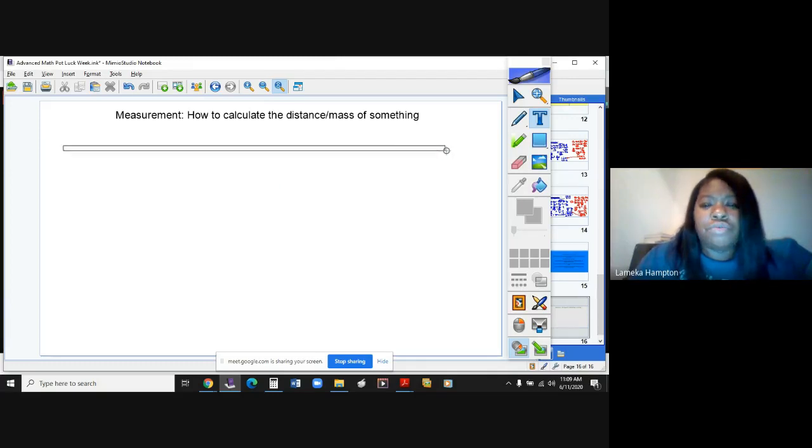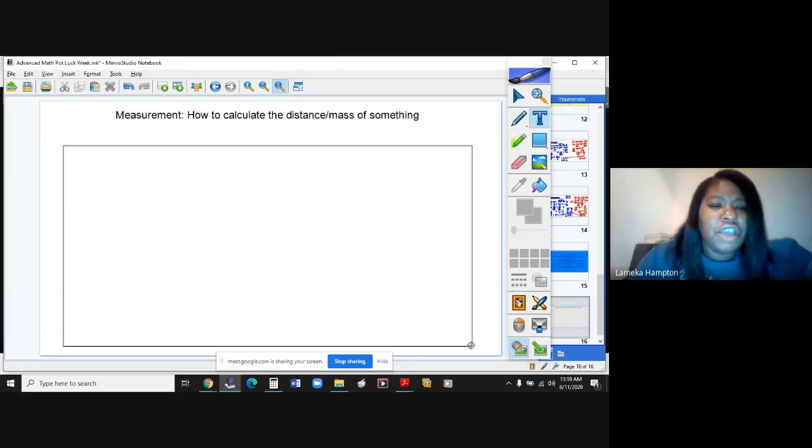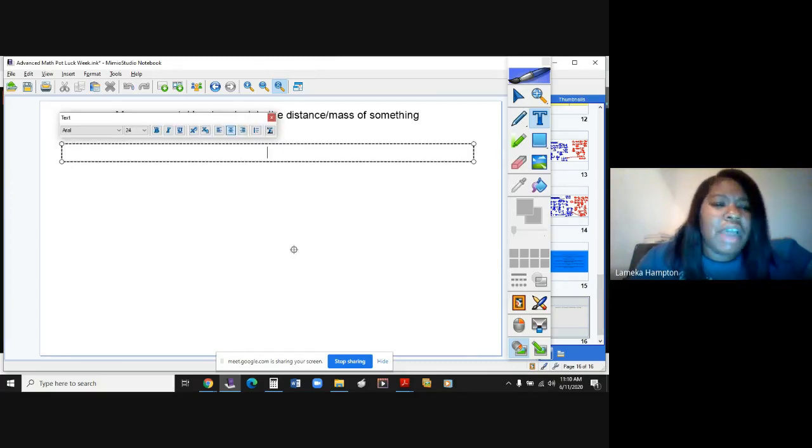All right. So measurement again, how to calculate the distance or the mass of something. All right. So there are two types.